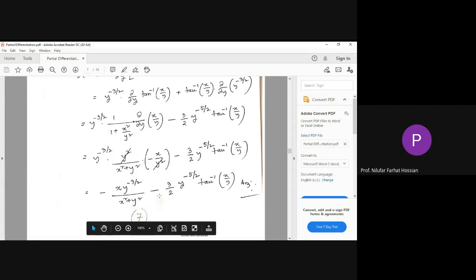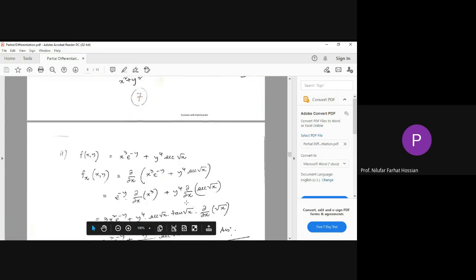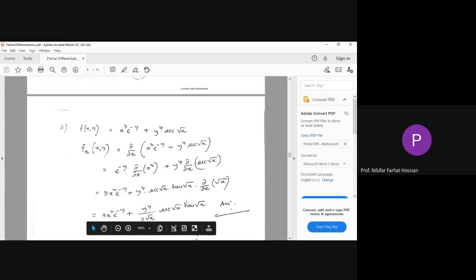So here this y square and this y square, after doing the algebra, this y square will go up, and in the denominator it will be x square plus y square, and this y square and this y square will cancel out. So there will remain only this term: minus x into y to the power minus 3 by 2 divided by x square plus y square, and the same thing here. Okay, so this was the partial derivative of the function with respect to y.